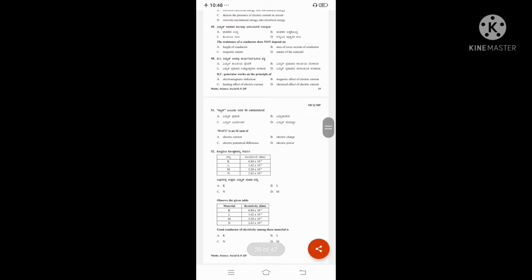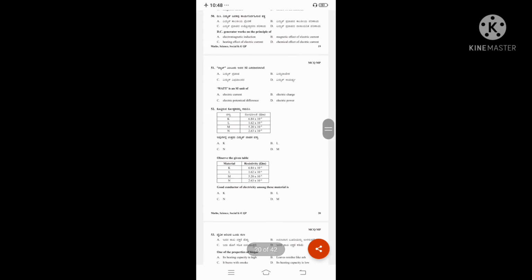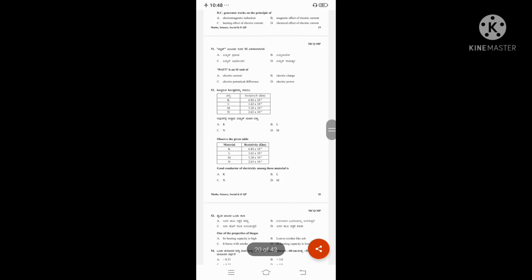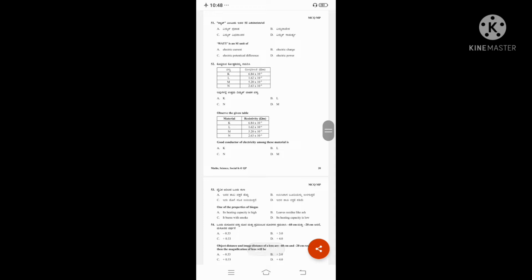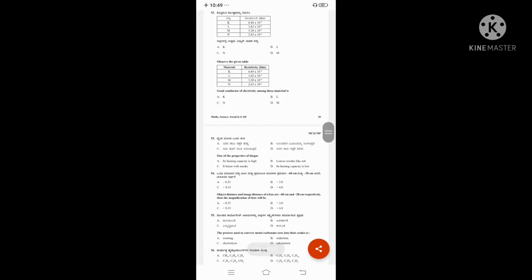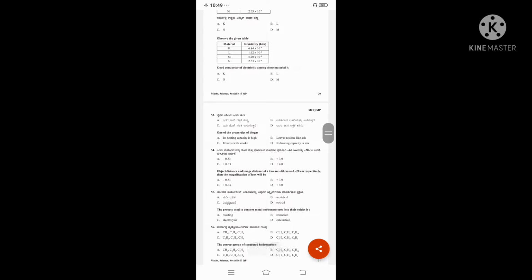Next, the resistance of the conductors does not depend upon magnetic nature. Next, DC generator works on the principle of electromagnetic induction. Watt is the SI unit of power. Option D is correct. Here observe the given table: the good conductors of electricity among these materials.